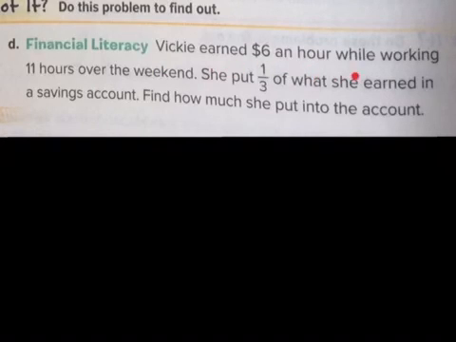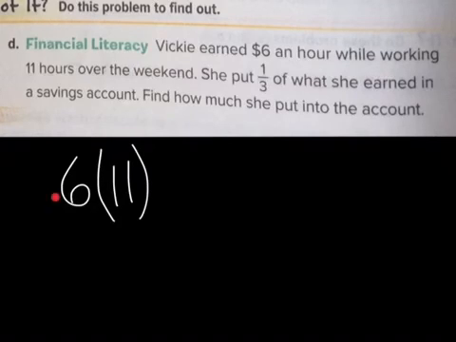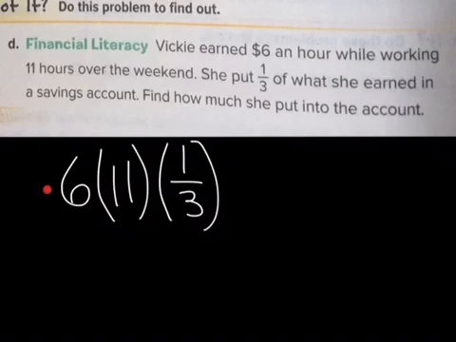Okay, let's see. Vicky earned $6 an hour while working 11 hours over the weekend. So $6, I'm sure you're seeing what I'm seeing, $6 times 11, right? $6 per hour, and there's 11 hours, so it's 6 times 11. And she put 1/3 of what she earned in a savings account. So this is times 1/3. Because if you multiply whatever we get here times 1/3, we will get 1/3 of this. Okay, and this is what she earned. Find how much she put in the account.